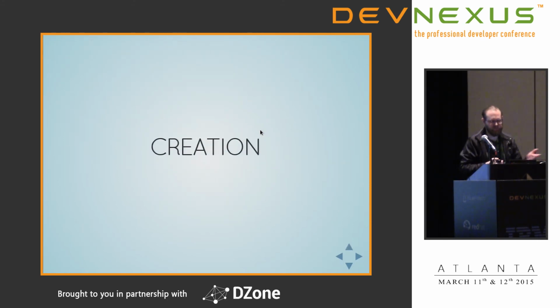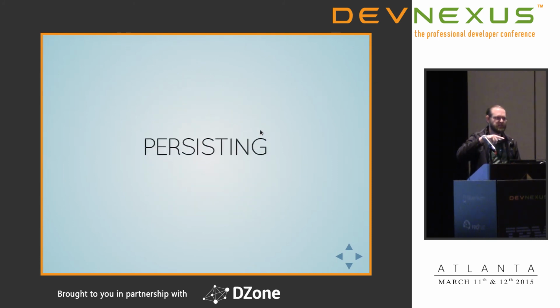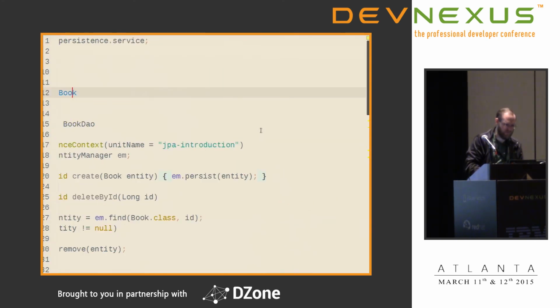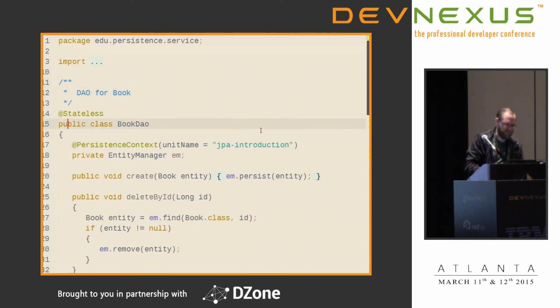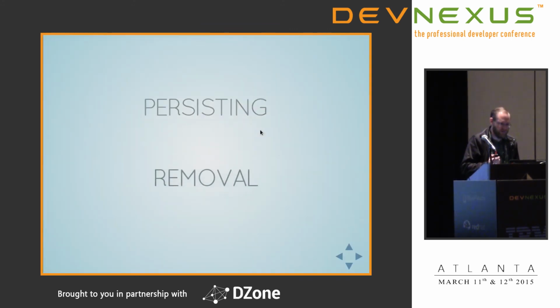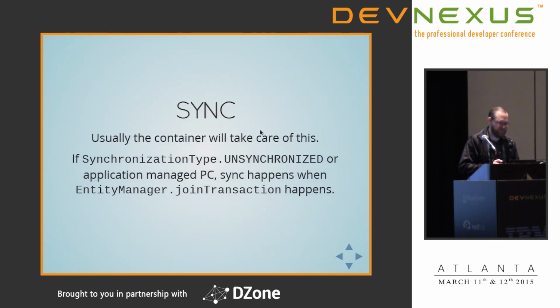Creation, new book, new whatever. Persisting, entity manager.persist, send it the object. Am I still in, yes, I'm still in the DAO. So this one, em persist, new book, whatever, delete, remove, not that bad, right? Removal, talked about removal.